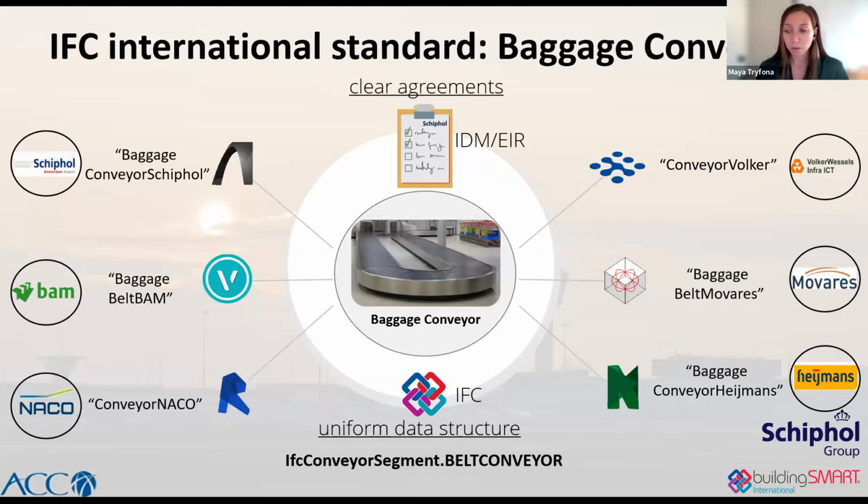Only by following the requirements of the client, and in this case, calling the object baggage conveyor and mapping it to the IFC conveyor segment dot belt conveyor, which we agree within our project, for example, within buildingSMART, can proper information exchange be achieved. Next slide.